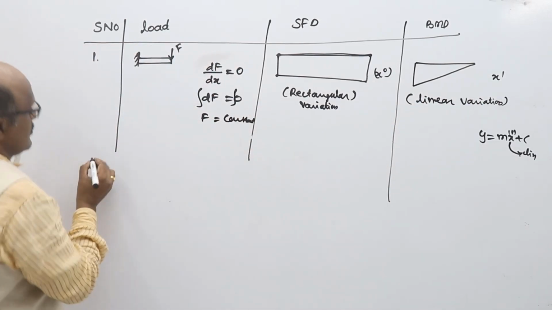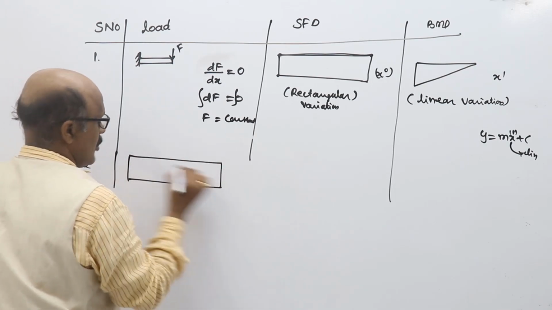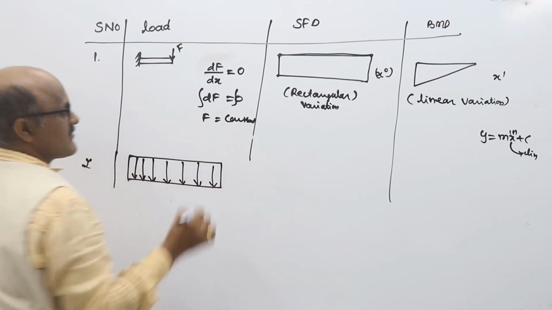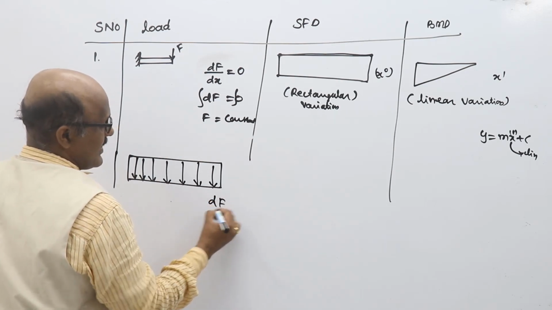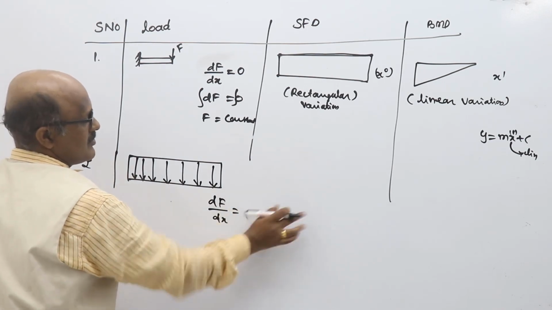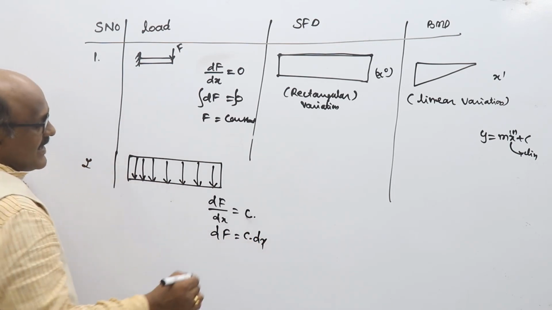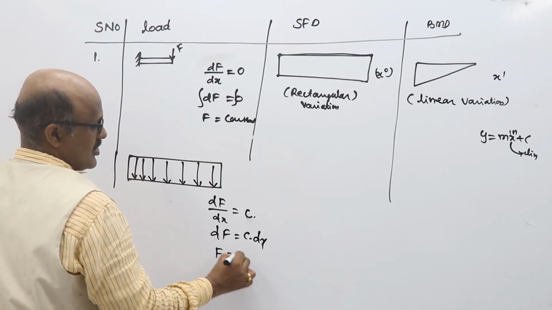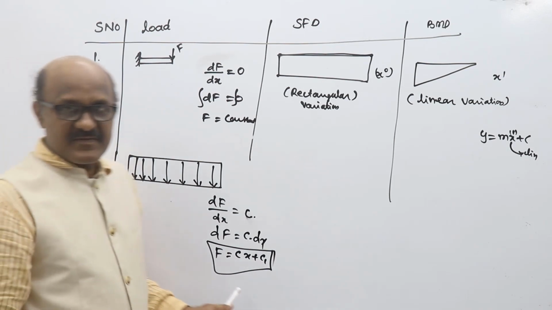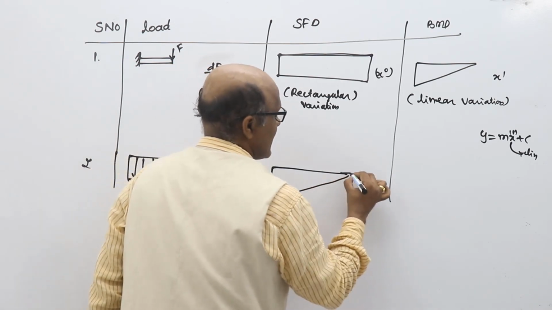Next, when the load is constant, dF by dx equals constant. So dF equals c into dx. Integrating that, F equals c into x plus c1. It is in the form y equals mx plus c. Now this shear force diagram is linear.